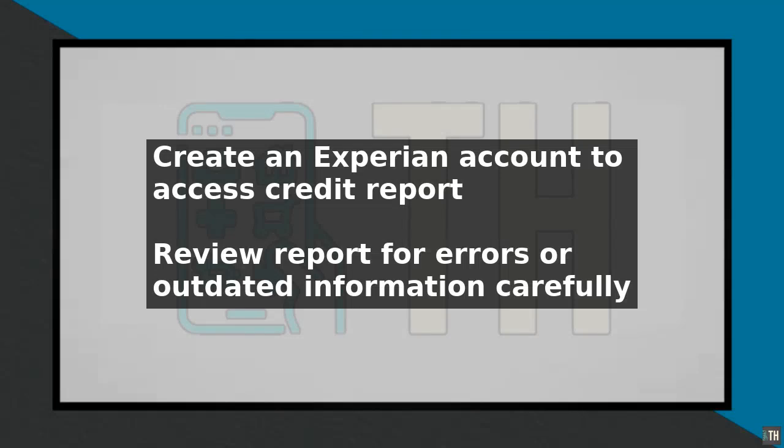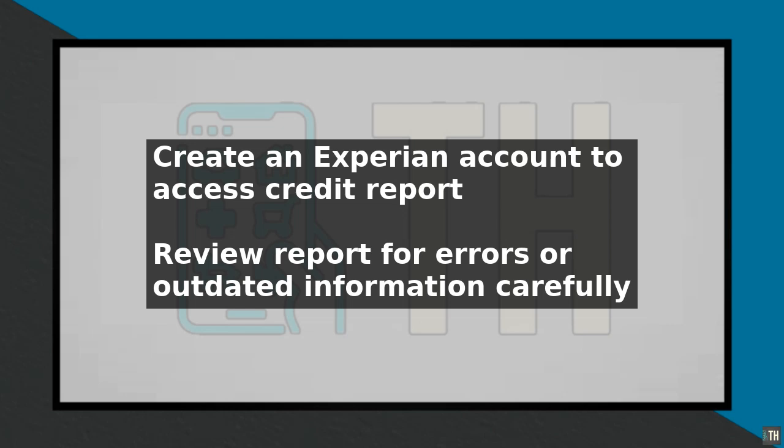To update your Experian credit report, start by visiting the Experian website and creating an account if you do not already have one. This will give you access to your credit report and allow you to monitor it for any inaccuracies or outdated information. Once you have logged in, review your credit report carefully, checking for any errors or inaccuracies.